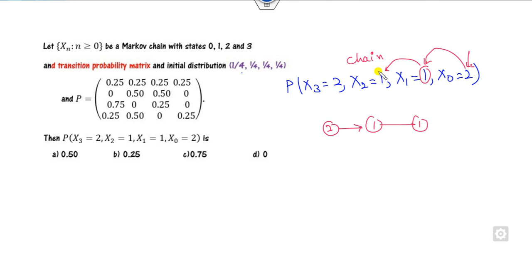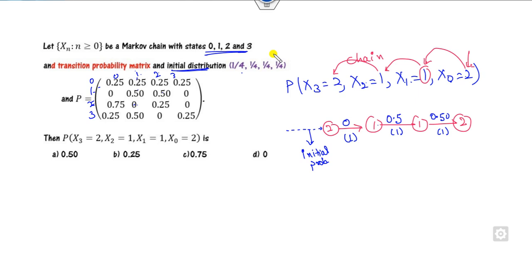Fine. Look at the time period. 0 to 2 to 1: how many time periods is that? 1 time period. 1 to 2 is again a 1 time period. 2 to 3 is again a 1 time period. And this dotted line is my initial probability. So what is that 2 to 1? This is 0, 1, 2, 3. 2 to 1 is 0, 1 to 1 is 0.5, 1 to 2 is 0.5. This is my initial probability of the state 2, in the third position, which is 1 by 4. Now what's the right answer? 1 by 4, 0, 0.5, 0.5, 0. The answer is 0; that is the correct answer.